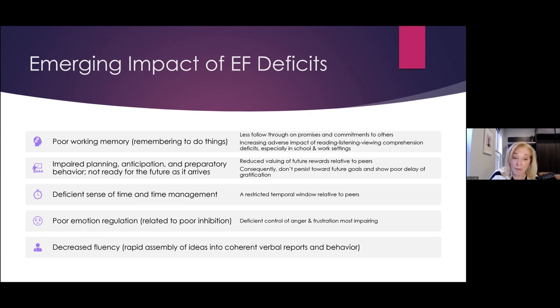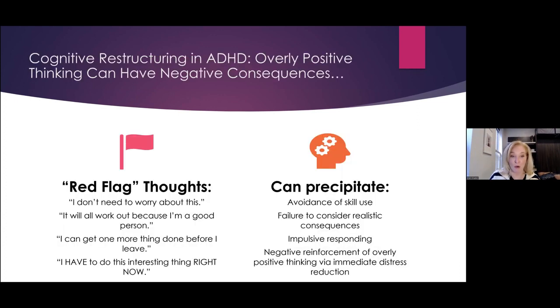And then poor emotion regulation leads to problems with anger control in some people with ADHD and frustration tolerance. And of course, that's going to lead to problems with social relationships and partnerships. And then that decreased fluency that we're seeing, which may even become worse as time goes on relative to peers, can make everything much slower and more difficult. One last thing, and then I'll open it up for questions.